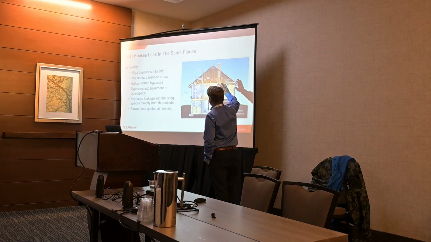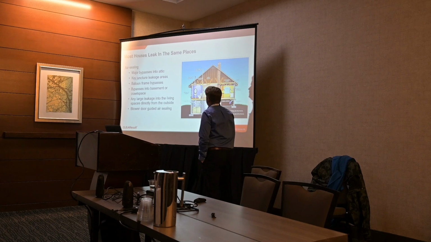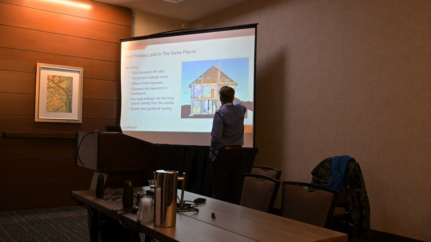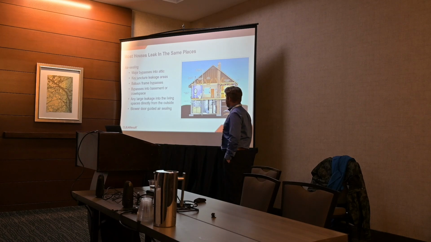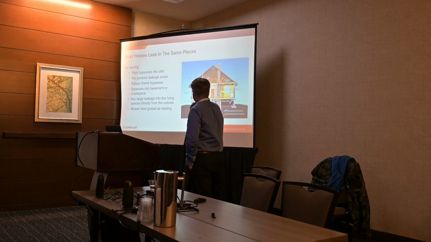So we always go to the same places, right? Major bypasses into the attic, key junction leakage areas. So we go high, then we go low. And then we look for any large leaks once we've gone high and low, from the living space to the exterior, somewhere between where it's really high negative pressure and really high positive pressure. We can still look for those leaks also, okay? Blower door guided air sealing is really the way to go.